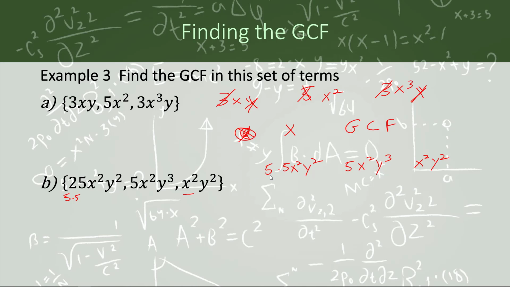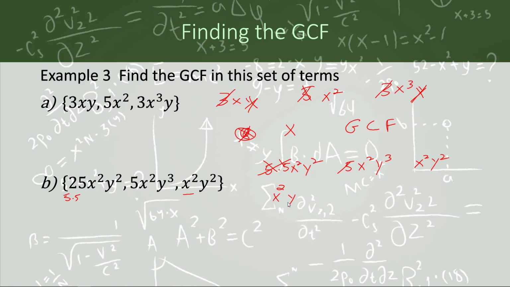So here we have a 5, here we have a 5, here we have no 5. So we have no 5s in common, so these would not be included. Here I have an x, and an x, and an x, so we will have an x in our GCF. And we have a y, and a y, and a y, so we will have a y as well. Now notice over here we have two x's, x times x, and we have two x's here, and two x's here. So each term has two x's.